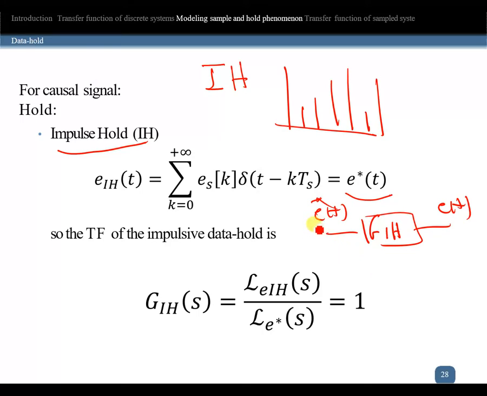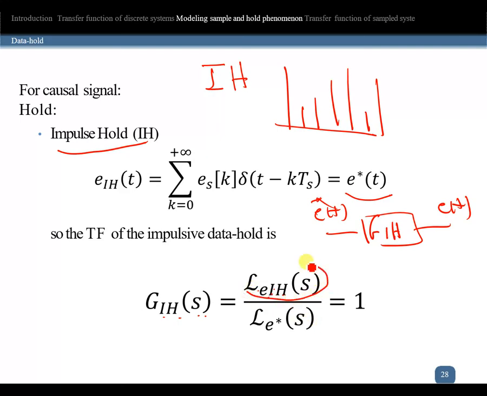Here I have a discrete signal. I want to go to the continuous time. Here the impulse holder in the S domain becomes the Laplace of E star of S.